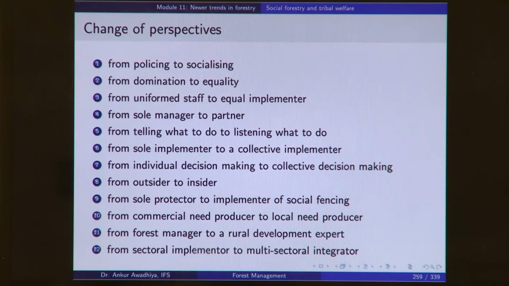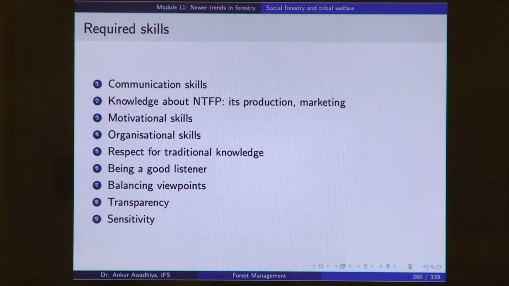So social forestry is basically a change in perspective. So the department is shifting from policing to socializing, from domination to equality, from uniformed staff to being an equal implementer, from telling what to do to listening what to do, and so on. So basically social forestry is a new perspective, and it also requires a number of new skills, such as communication skills, knowledge about NTFP, motivational skills, organizational skills, and so on.